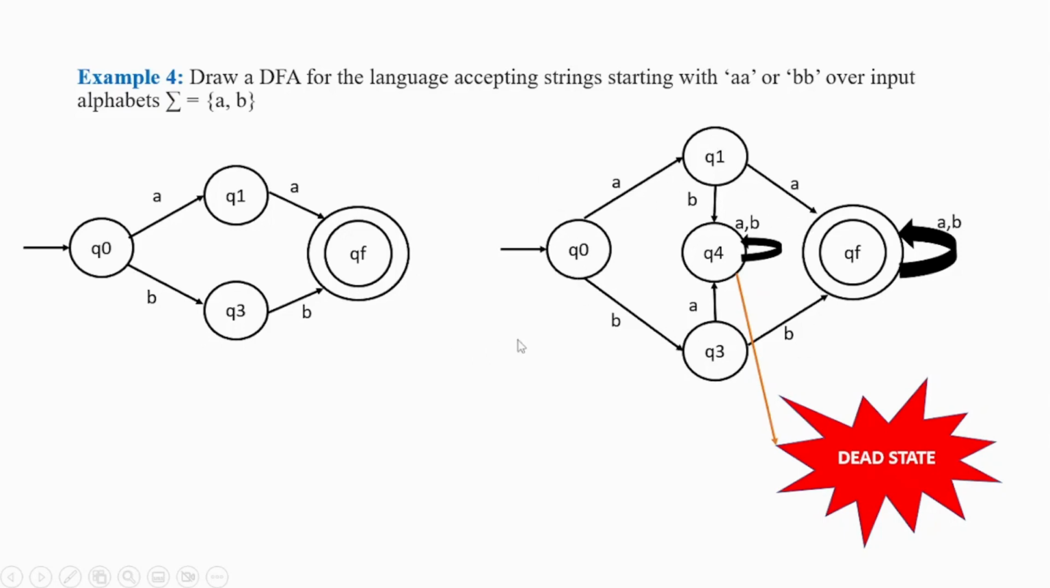If it is BA, then it should not enter into the final state. It should be staying there itself. So BA leads to the dead state, or AB, it will be the dead state. It will not enter into the final state since the question is that it has to start with A or B. Right? So this is the final state. After seeing A or B, it can be any alphabet. So we are not bothered about this alphabet.